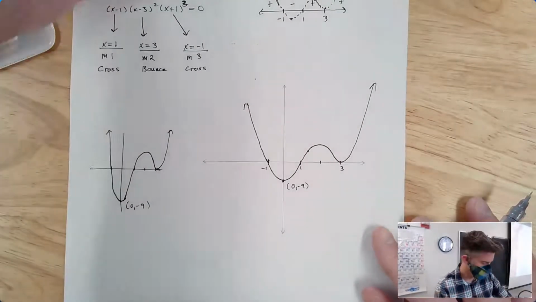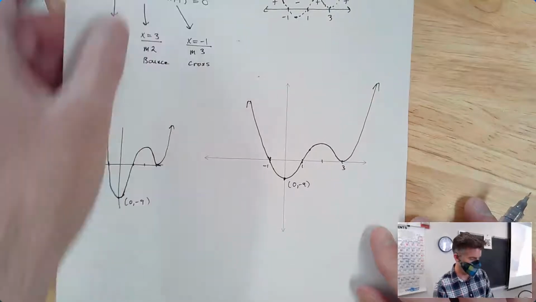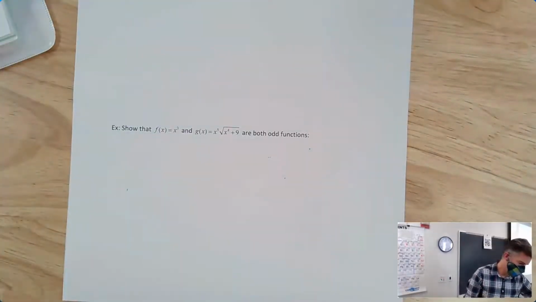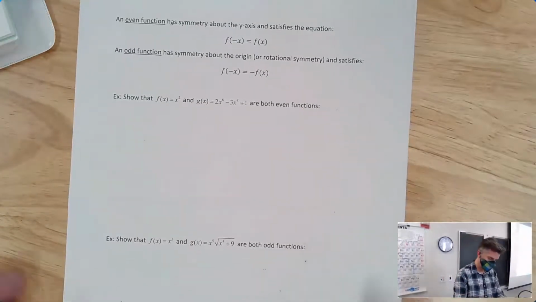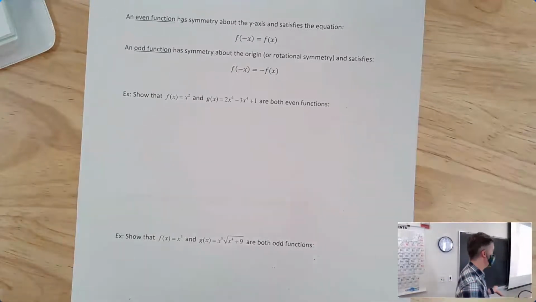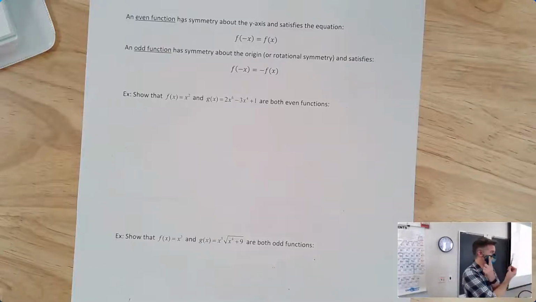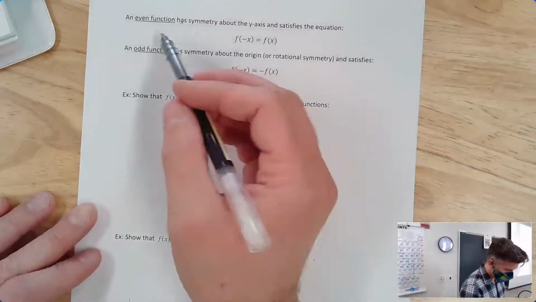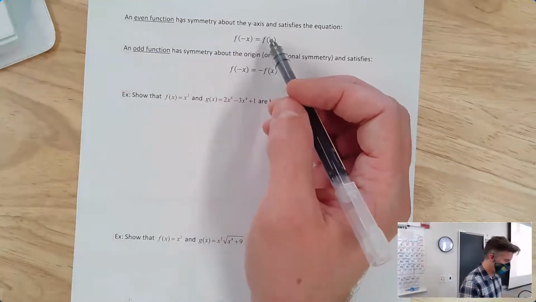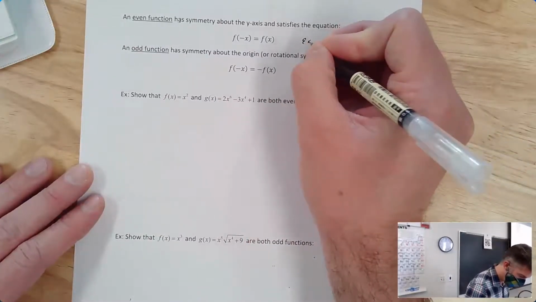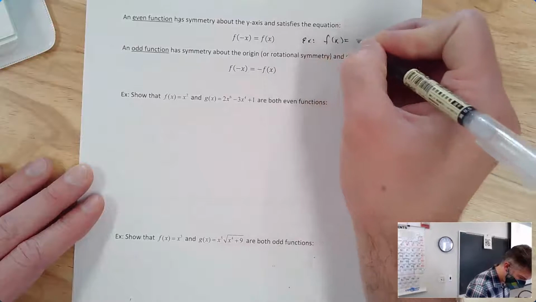So then we kind of tack on some other stuff here at the end. Even and odd functions. So when I think of an even function, I think of y equals x squared. It is symmetric about the y-axis. If you flip it over, it looks the same. That's my #1 even function example. An even function has symmetry about the y-axis and satisfies this equation, f of -x equals f of x. So for example, f of x equal to x squared.